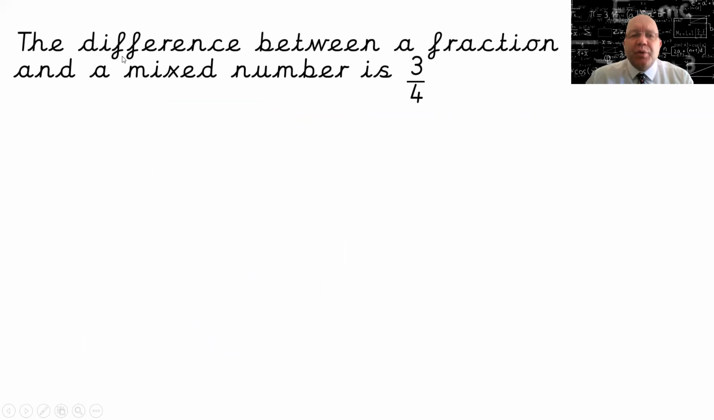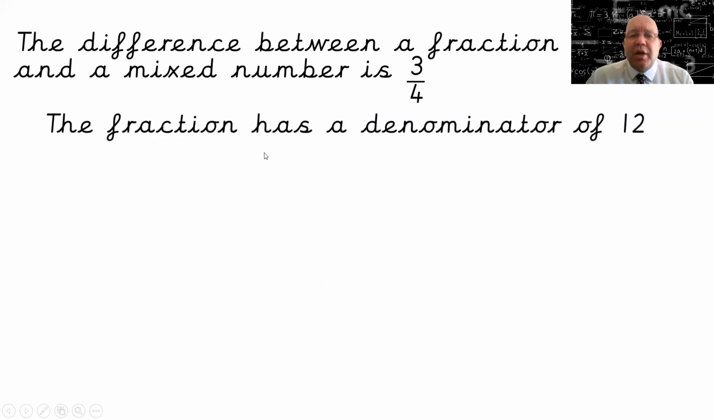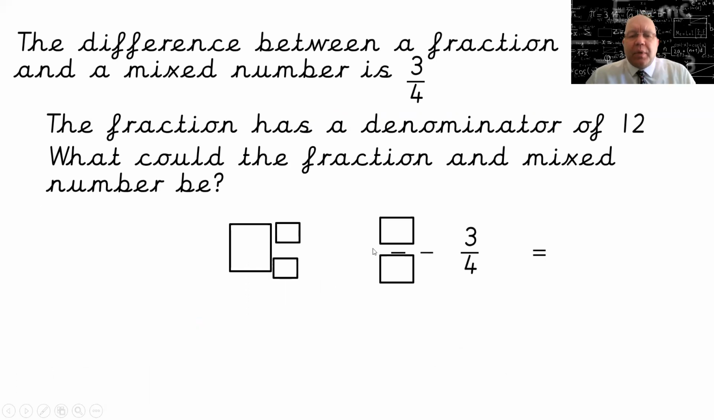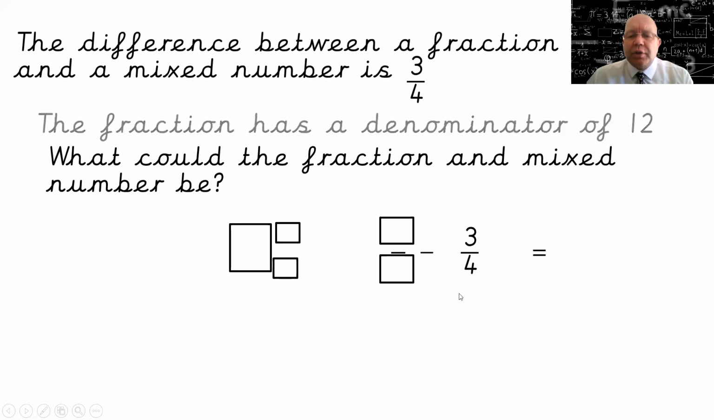Now the difference between a fraction and a mixed number is 3/4. The fraction has a denominator of 12. What could the fraction and mixed number be? Okay, so there are multiple answers to this one. Let's have a look. So this is what we're being asked. We've got a mixed number, and then we've got a fraction take away 3/4.